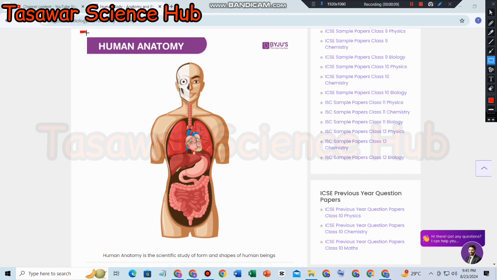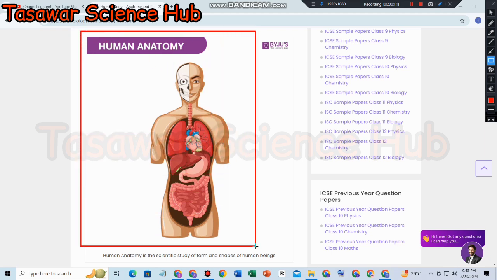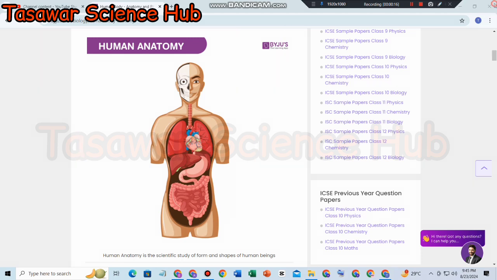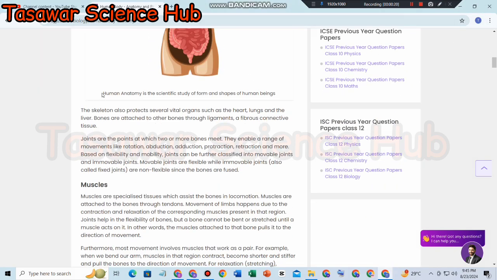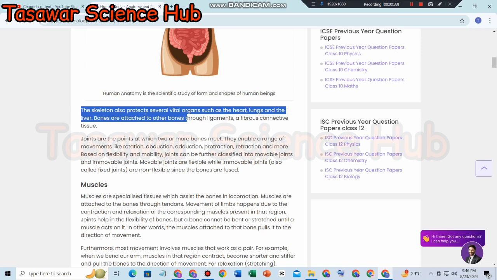So students, today we will understand about human anatomy. So let's start today's topic. Human anatomy is the scientific study of form and shapes of human beings. The skeleton also protects several vital organs such as the heart, lungs, and the liver.